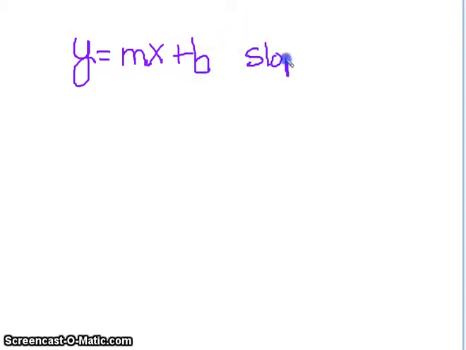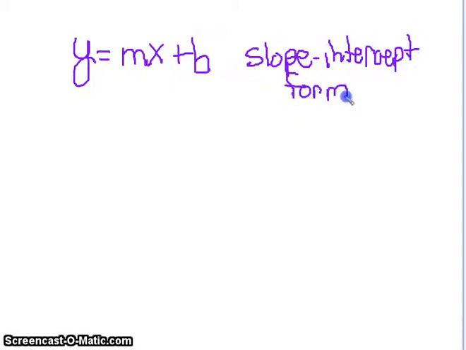Some of the things that we know about linear functions, if we have y equals mx plus b, this is our slope-intercept form. It's my favorite. I love slope-intercept form. It's obviously the most useful, to me. You can automatically see where your slope is, and you can automatically see your y-intercept. So I'm a big fan.